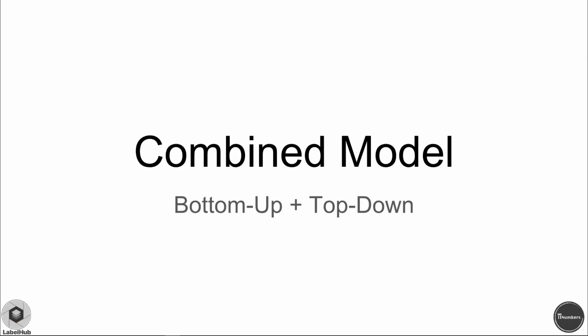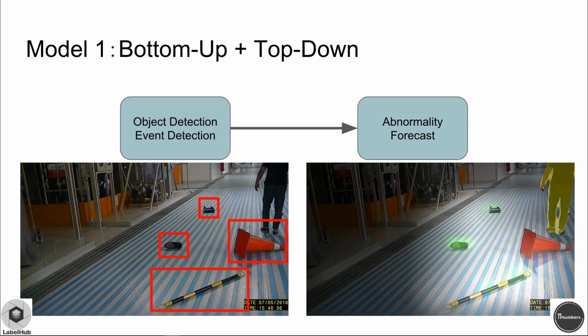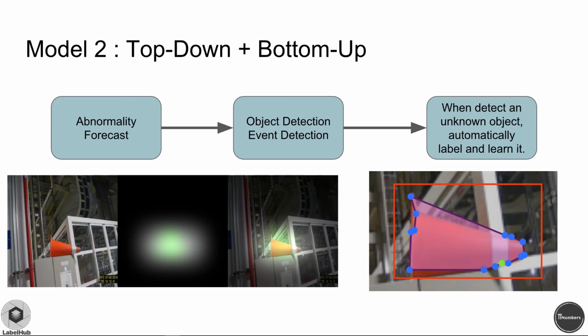We also try combinations of the bottom-up and top-down approaches. The first combination is the bottom-up approach followed by the top-down approach. Many objects cannot be recognized through this method. Therefore, it is not a good way to detect abnormal objects and events.